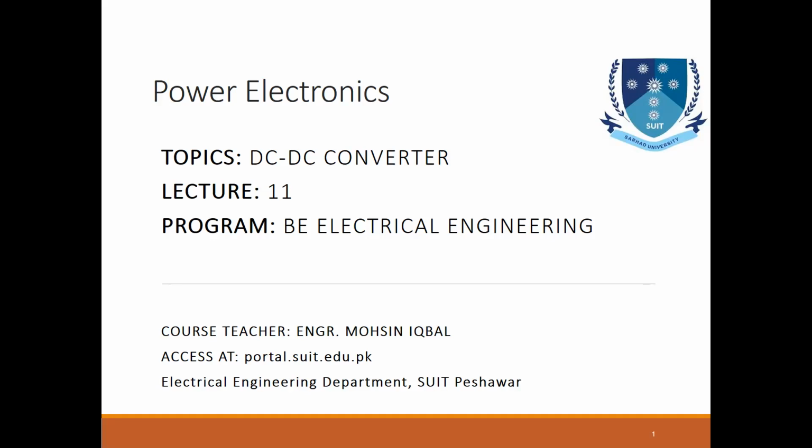AC to AC conversion. We have covered the AC to DC conversion portion, which is normally called the rectifier, in which we have covered the single phase rectifier. It consists of two portions. One was the controlled rectifier portion, and the other was the uncontrolled rectifier portion. And then later on, we studied three phase rectifiers. In it, we also studied the controlled rectifier and the uncontrolled rectifier.